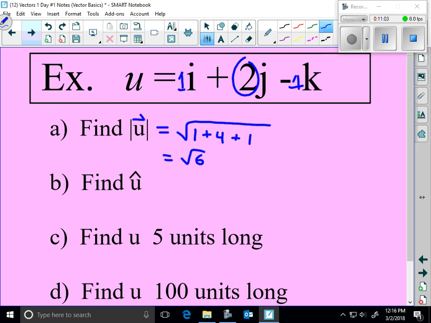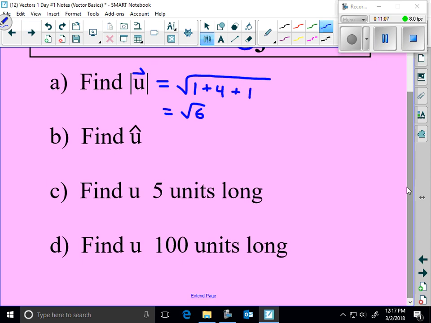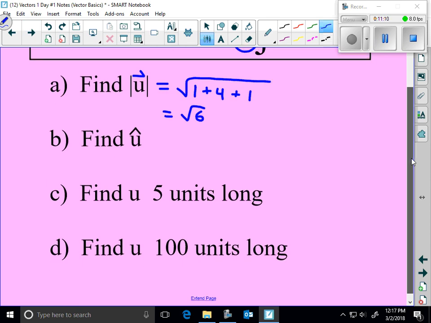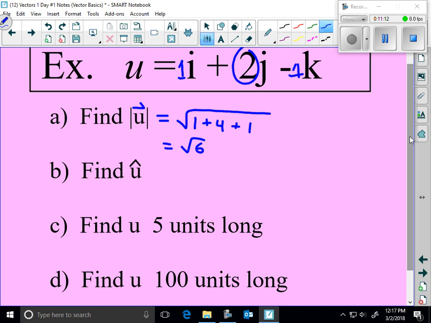I like those symbols there, by the way. So I'm going to keep putting them there. Find u hat. Well, u hat is going to be the original vector, u, over the magnitude of u. Okay, so let's do that. So the original vector u is i plus 2j minus k times 1 over the square root of 6.